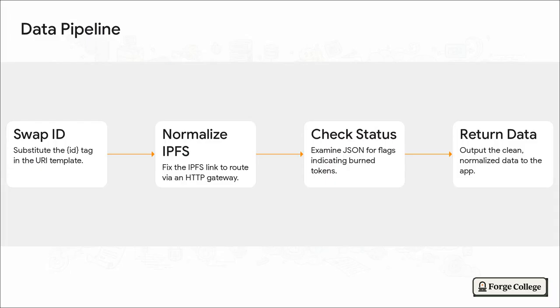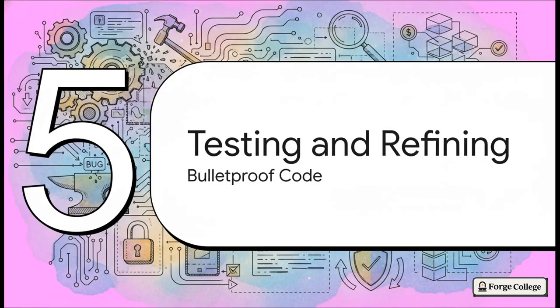The logical flow for this data pipeline is just so straightforward. Step 1, we swap that zero-padded hex ID into the template. Step 2, we normalize the IPFS link so the browser doesn't freak out. Step 3, we peek into that JSON file to check if the token is flagged as dead or burned. And finally, step 4, we just hand that clean, normalized data object right back to the app. And finally, section 5, testing and refining to get that bulletproof code.